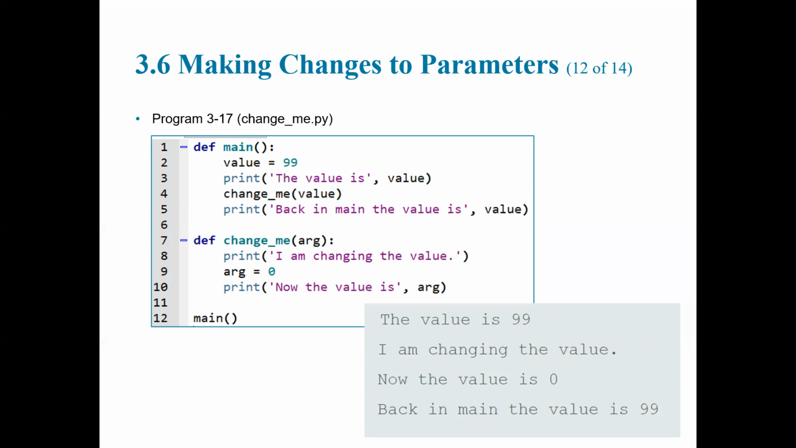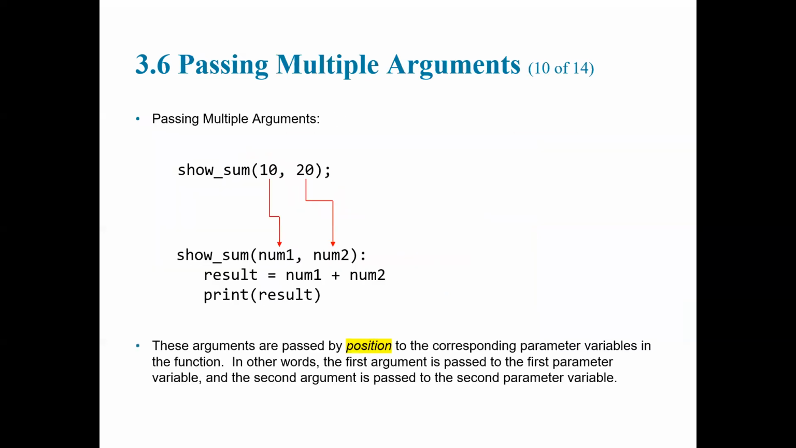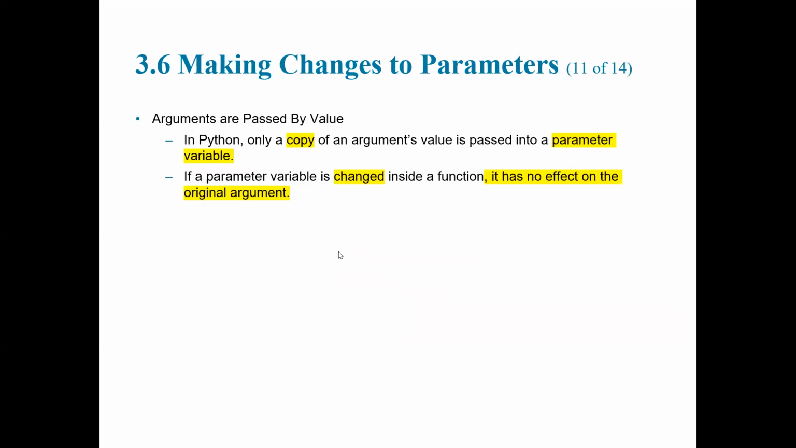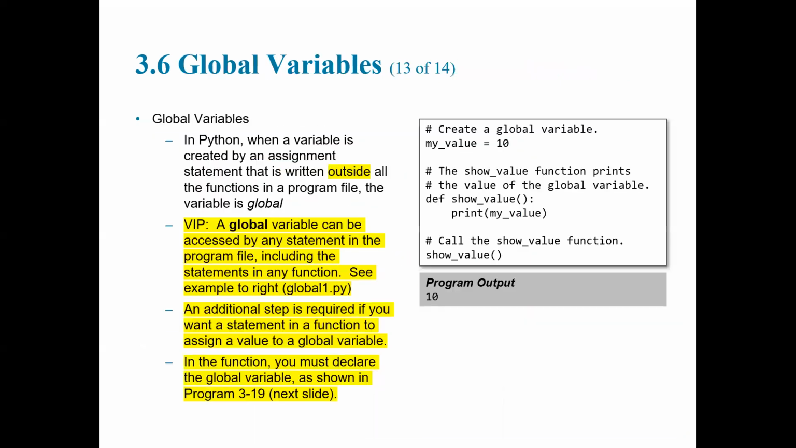Okay, so thing to remember here. We passed a copy of it, as we talked about before. Don't get it confused here. These were passed by position. That means that the first argument goes into the first parameter variable, and the second argument goes into the second parameter variable. That's different from passing by value. Passing by value means that only a copy of the argument's value is passed into the parameter variable.